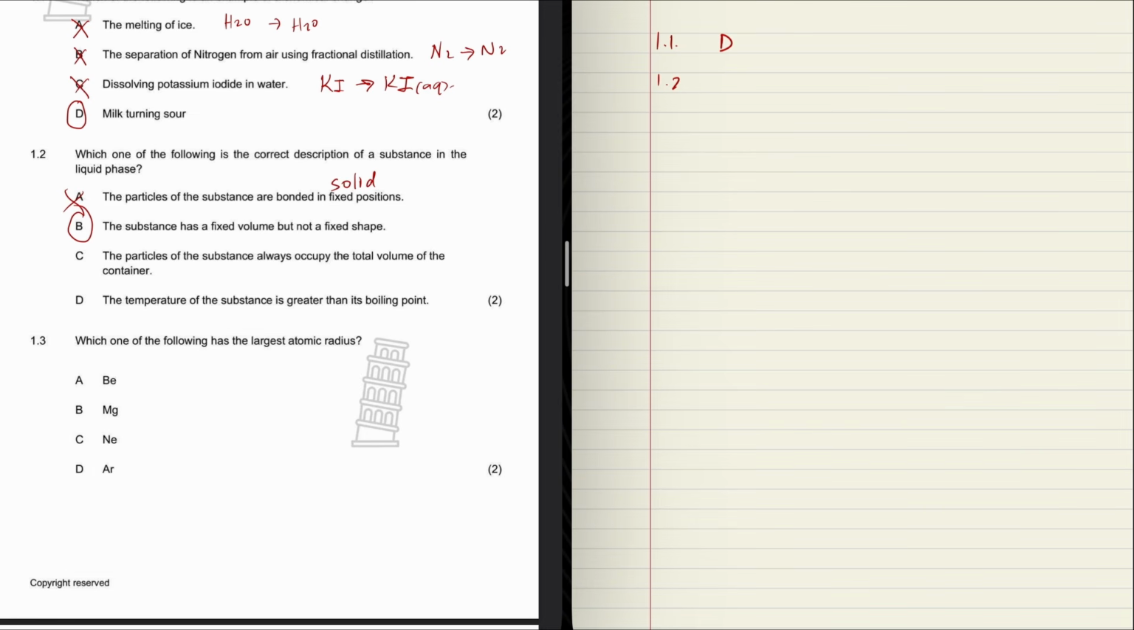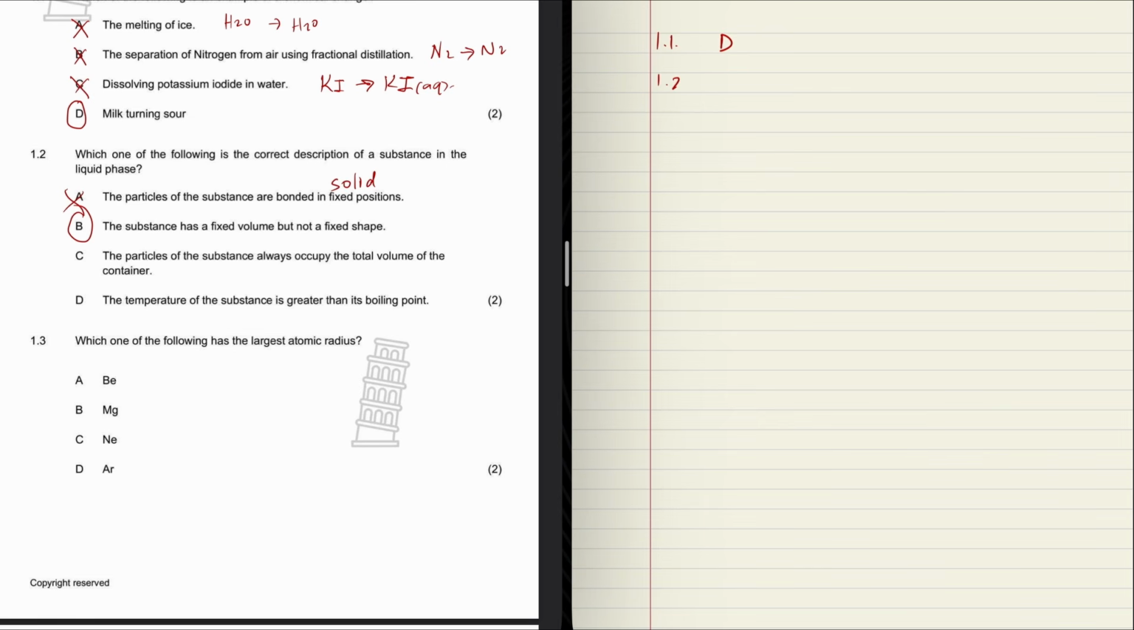For example, 150 milliliters of water will always occupy a volume of 150 milliliters, whether it's in a bottle or whether it's on the floor. But the shape can change. Water or any liquid can change its shape. So the answer is B.